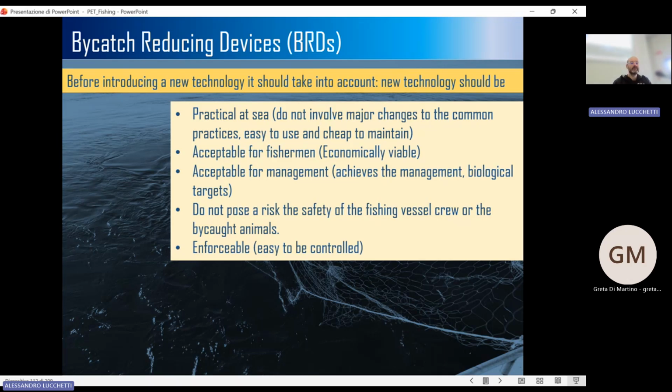Yes, all these issues should be considered before introducing a new technology. The technology should be practical. You cannot change so much the behavior of a fisher. I mean, you cannot change too much the gear. You cannot change too much the practice on board. Therefore, the solution should be acceptable for fishers, for managers, and also enforceable, because you cannot insert something that you cannot control.